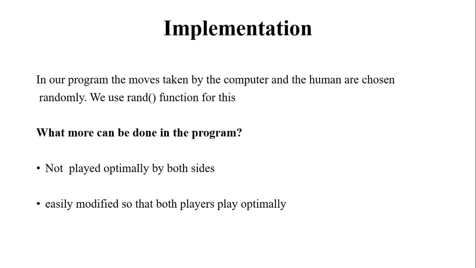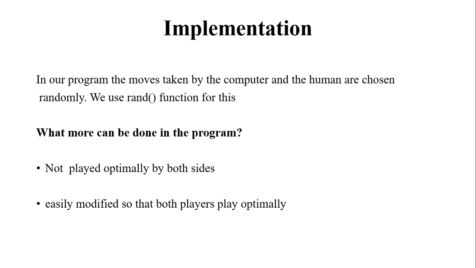Now moving to the implementation part. In our program, the moves taken by the computer and the human are chosen randomly. So we are using the rand function for this. So what more can be done in the program? The program is not played optimally by both sides, because the moves are chosen randomly.